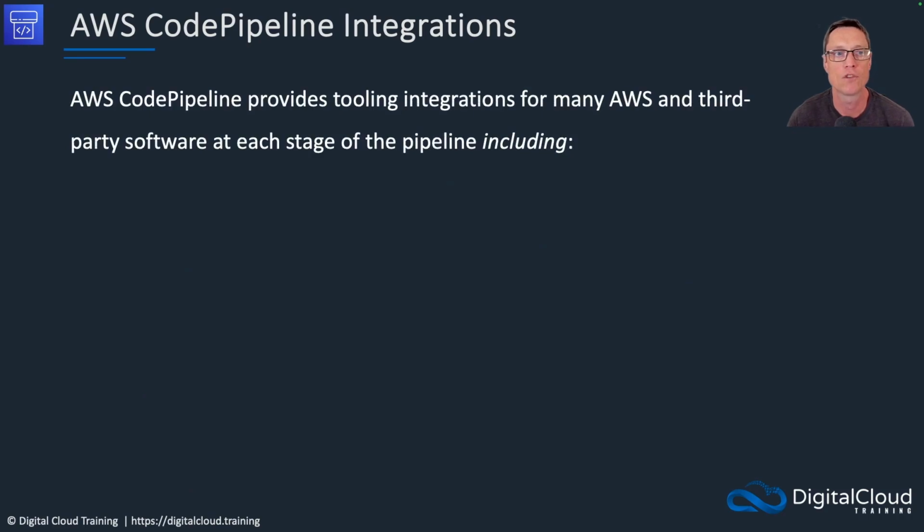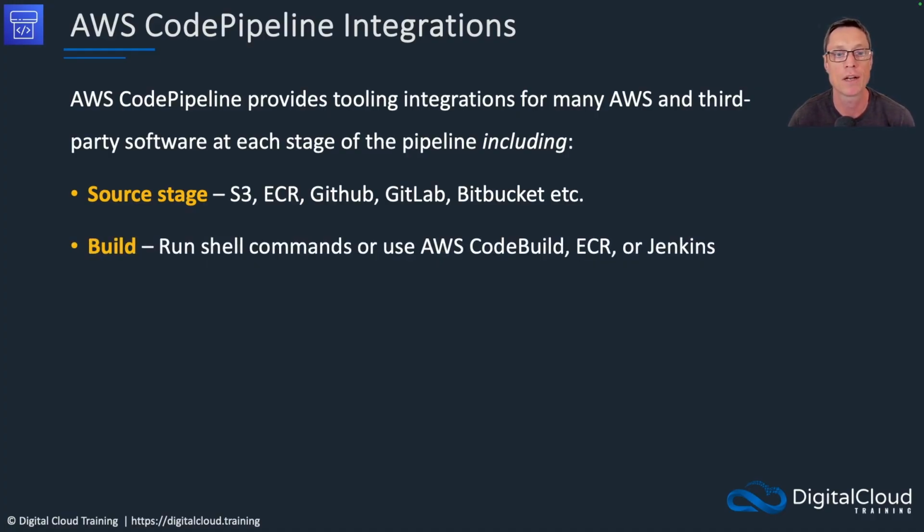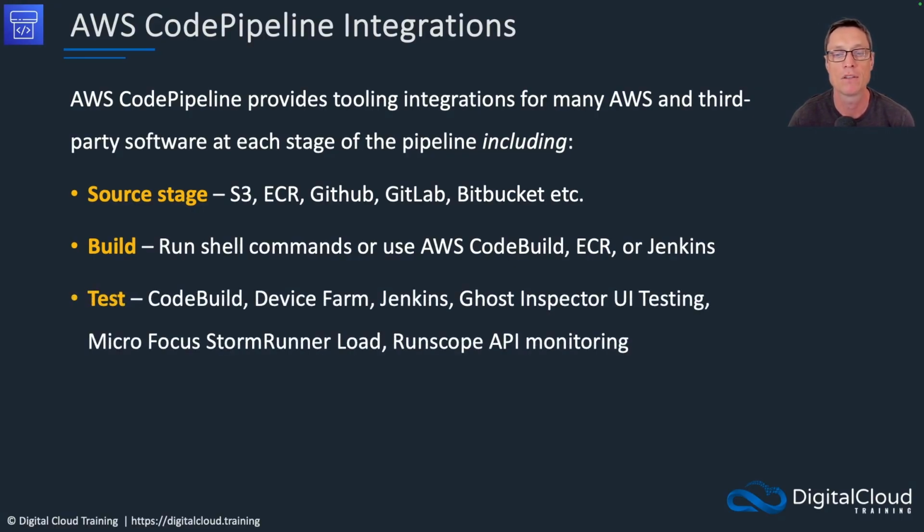So what are the possible integrations? There are lots of different AWS and third-party integrations for the various different stages in a pipeline. For instance, for the source stage, we can have our code in S3, in ECR, in GitHub, in GitLab, in Bitbucket, and more. For the build stage, we can actually run shell commands, or we can use CodeBuild, ECR, or Jenkins. For test: CodeBuild, Device Farm, Jenkins, Ghost Inspector UI testing, Micro Focus, StormRunner Load, Runscope API monitoring, and this list changes from time to time, so it may not be accurate.